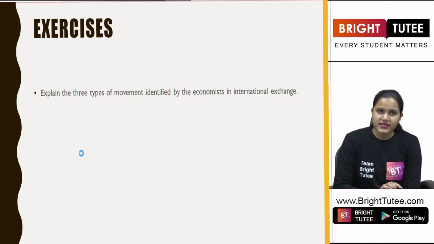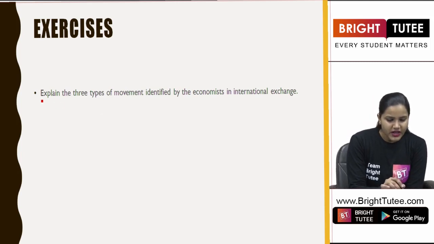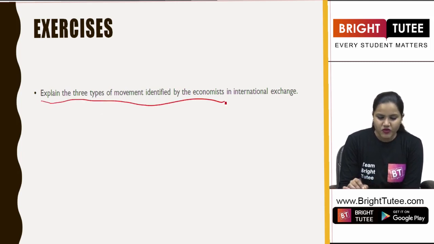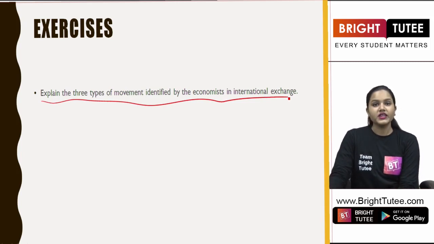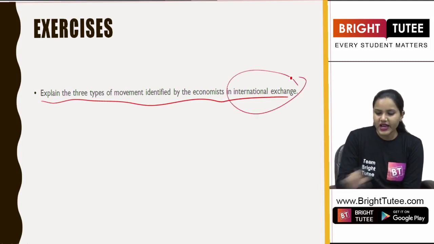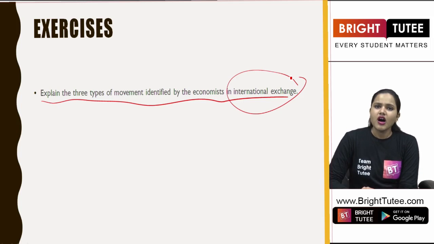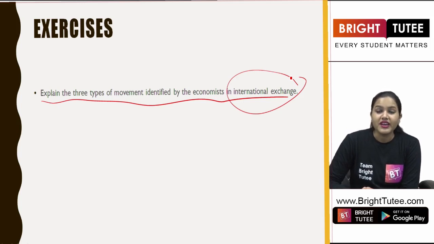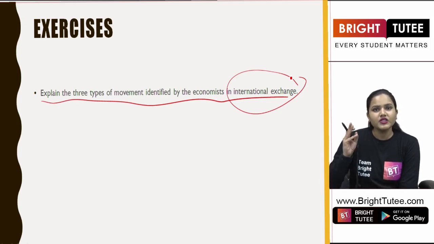Now coming to our exercise section, there is one question. Explain the three types of movements identified by the economists in international exchange. Now, how are you going to answer this question? Here you have to talk about the three types of movements. Now, do you remember those movements?